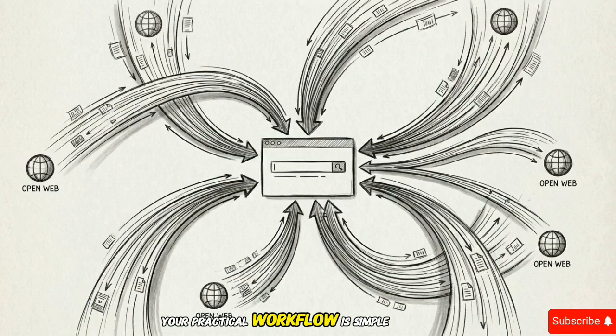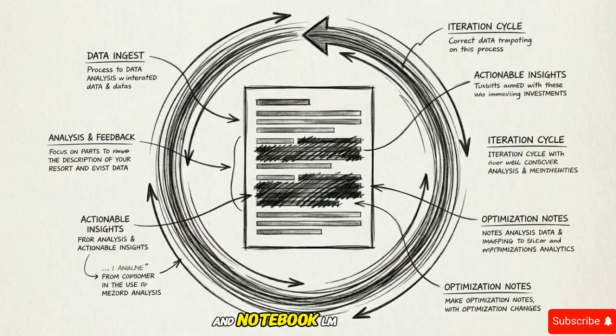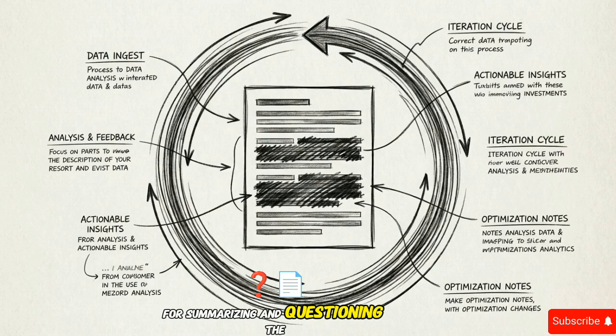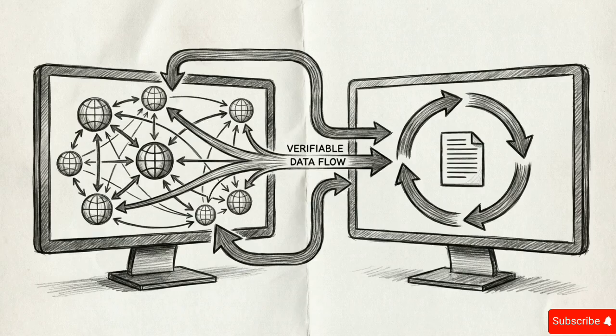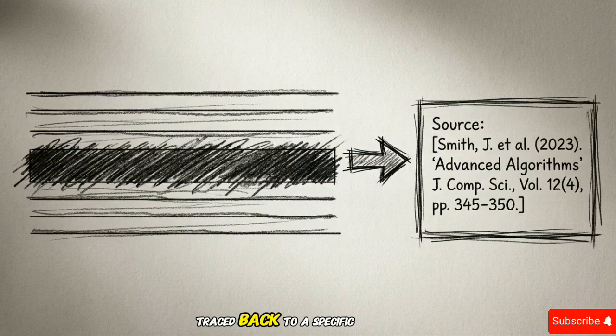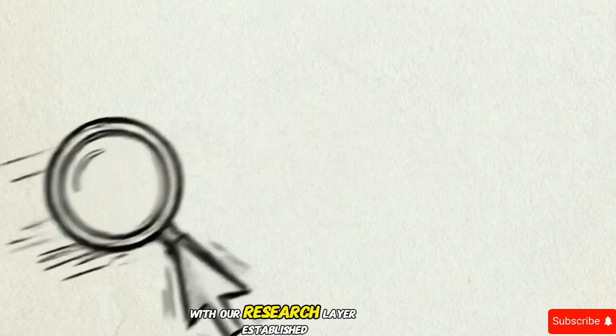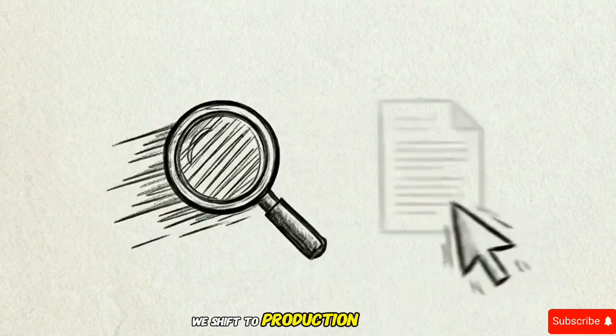Your practical workflow is simple. Use Perplexity for discovering new facts, and NotebookLM for summarizing and questioning the documents you already possess. Dividing research into open discovery and closed analysis creates a verifiable verification system, where every claim can be traced back to a specific source. With our research layer established, we shift to production.